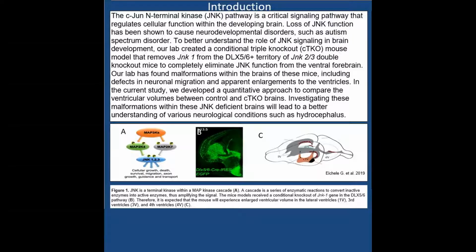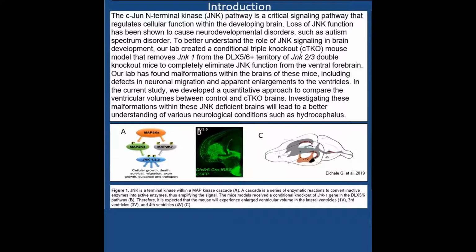JNK stands for c-Jun N-terminal kinase. It is a critical signaling pathway that regulates neuronal function. The JNK pathway is regulated via 3 JNK genes. They're named JNK1 through 3 respectively. Loss of this function has been shown to lead to disorders such as autism spectrum disorder.